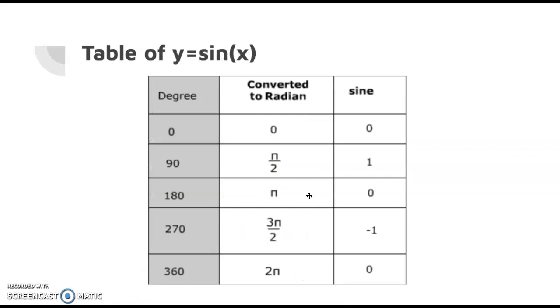So this is a table of the degrees converted into radians along with the sine. So 0 is still 0, 90 is now pi over 2, 180 is pi, 270 is 3 pi over 2, and 360 is 2 pi. I got this by multiplying the degrees by pi over 180 and then simplifying. The radians are now the x-axis, while the sine is the y-axis.